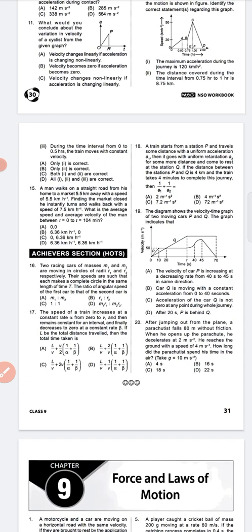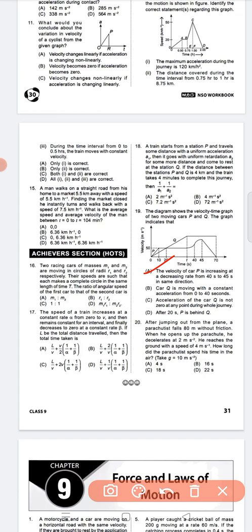So question number 19, option A is the correct answer. The velocity of the car P is increasing at a decreasing rate from 40 seconds to 45 seconds in the same direction.